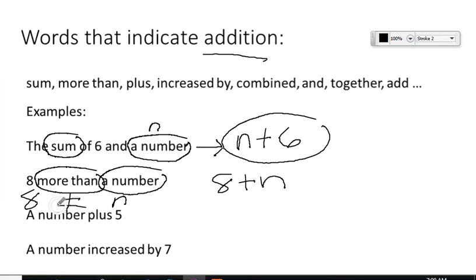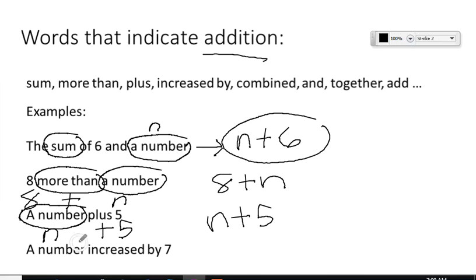A number plus 5. Well, we know anytime it says a number, we're just going to assign a variable, and we can use any variable. I'm just picking n. You could use X or Y or T or S, whatever you wanted to stand in for a number. So a number and then plus 5. Looks like this. A number plus 5.